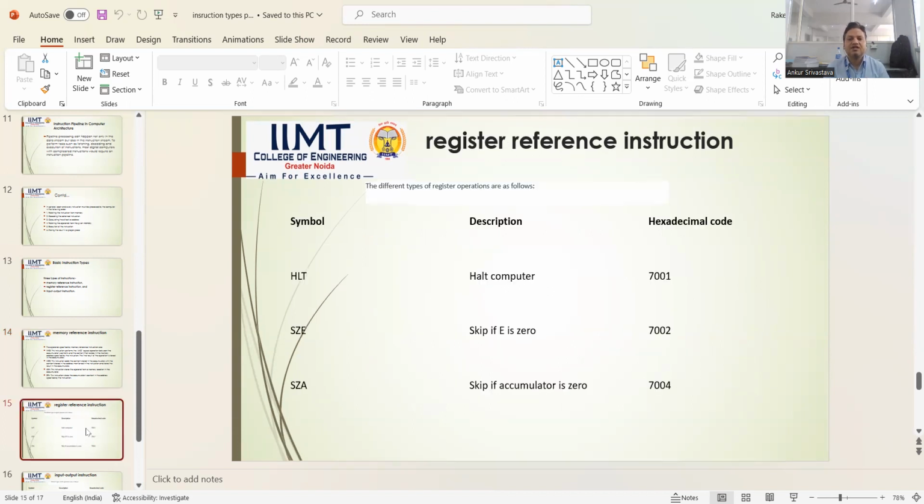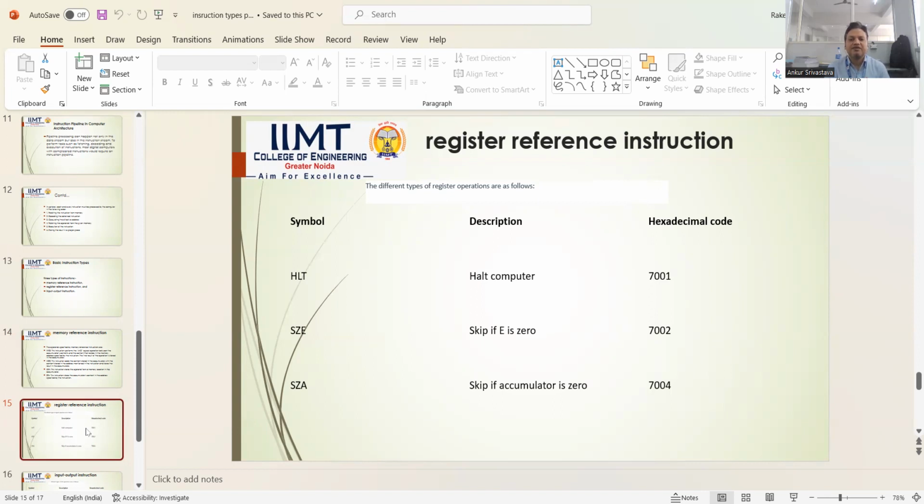Now we will see the next one, that is register reference instruction. The different types of register operations are as follows. The symbols HLT, SZE, or SZA. So what are the descriptions and what are the hexadecimal codes which are used for the register reference instruction? HLT means halt computer. It is written in capital letters, HLT. So HLT means halt computer, and the hexadecimal code for halt computer is 7001.